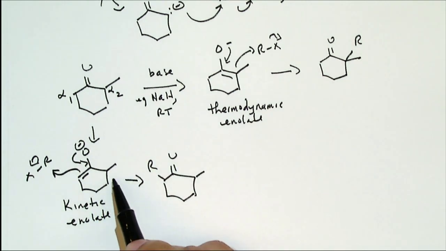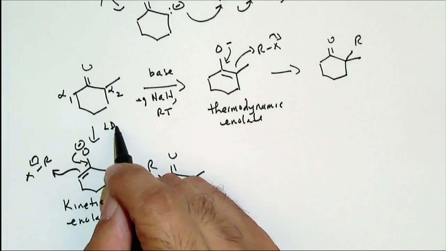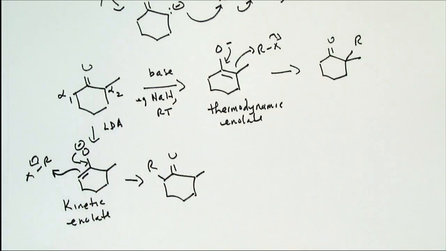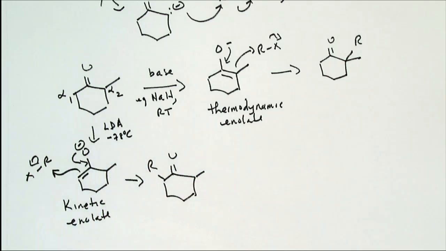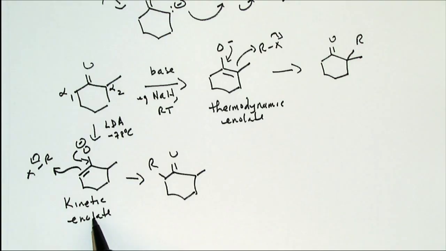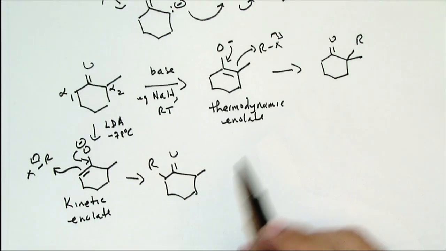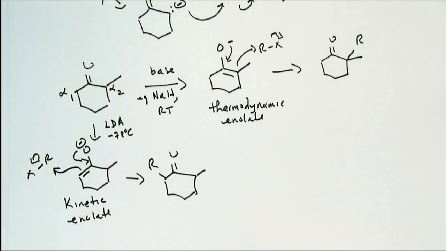However, if I use a bulky base, it cannot access the more sterically hindered alpha 2 position, and so that results when I use something like lithium diisopropyl amide, which of course is a bulkier, more sterically hindered base itself, and usually we're going to use low temperatures in the order of minus 78 degrees. That leads to the kinetic enolate, and therefore you see the two different products that we could actually get. So the final product is going to be based on the conditions of base and temperature that we use.